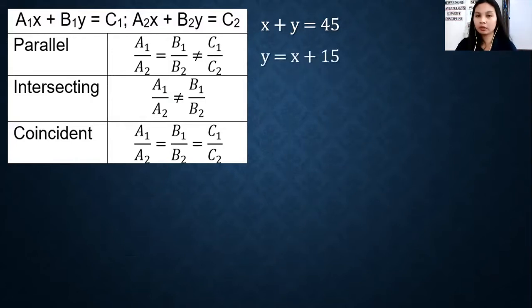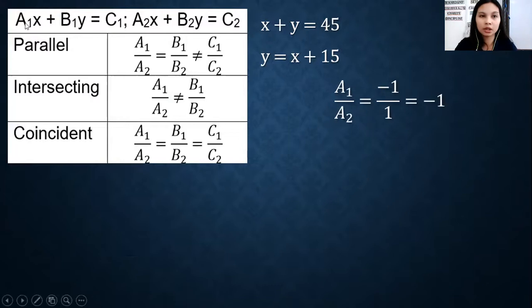Okay? So, ito ulit yung given natin. Okay? So, ang A natin is negative 1 and then positive 1. Di ba nakita nyo na yan sa taas? Ayan o.